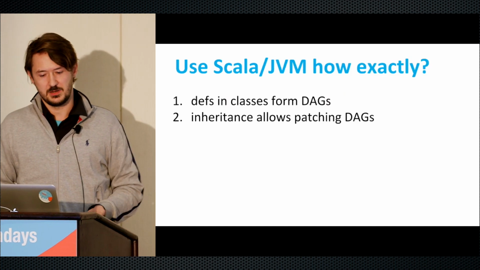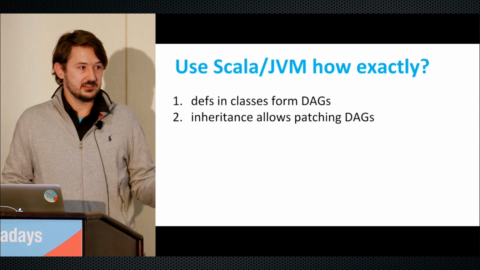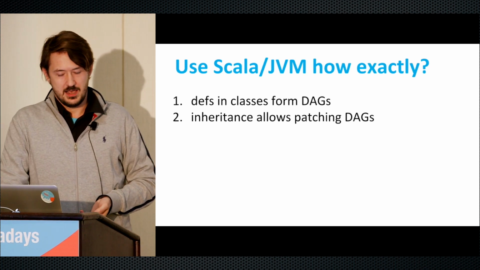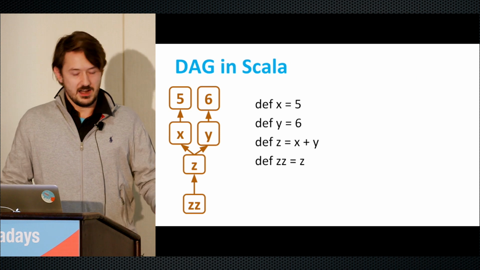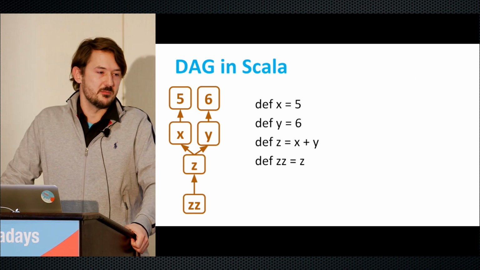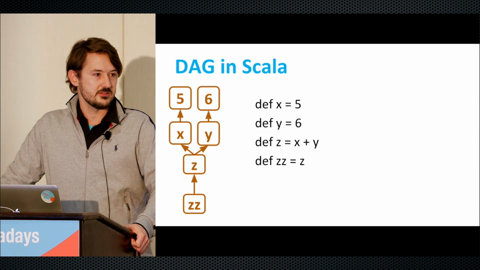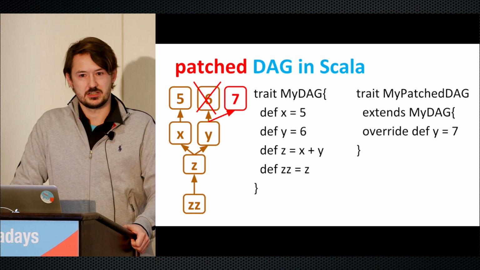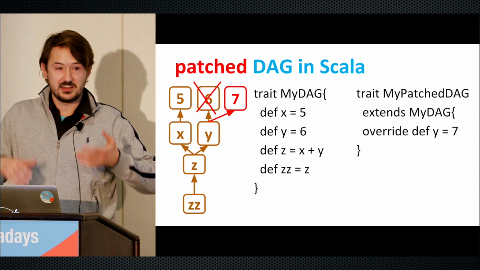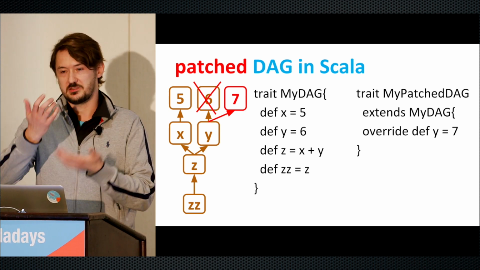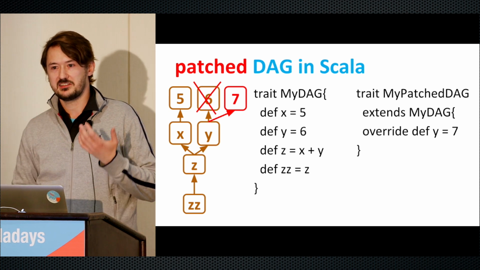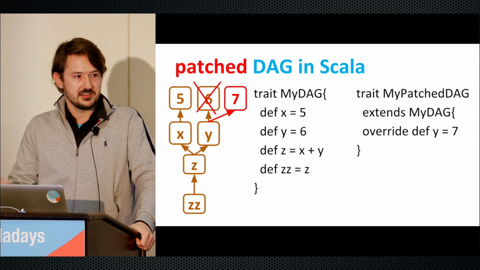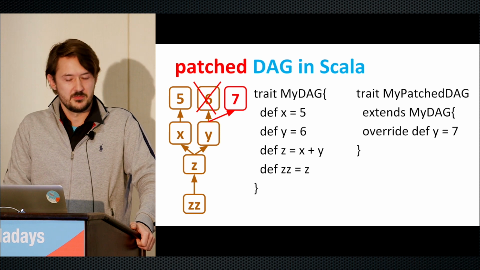So how do we actually use Scala to express graphs? Well, defs in classes form DAGs, like they form graphs, like a method calls another method, or calls multiple methods, that's a graph. And inheritance allows patching these graphs. So here's a graph, right? This could be our compile tasks. And they call each other and they do stuff. And in order to patch them, we just put them in a class and subclass it and patch it. So this is a basic building block, and that is the one basic building block that you need to express all these things. You don't need scoping, you don't need axes, you don't need multi-project builds as a kind of concept. You just do classes, you can nest them into each other, and you can override them.